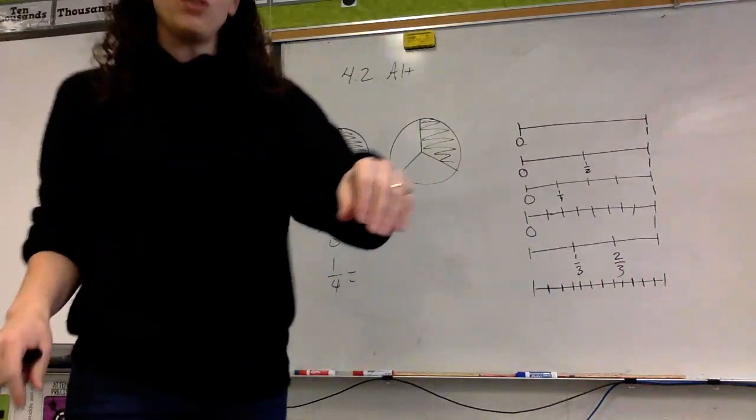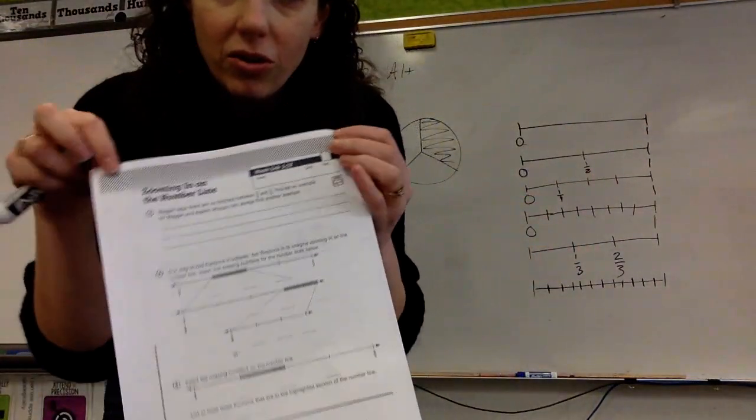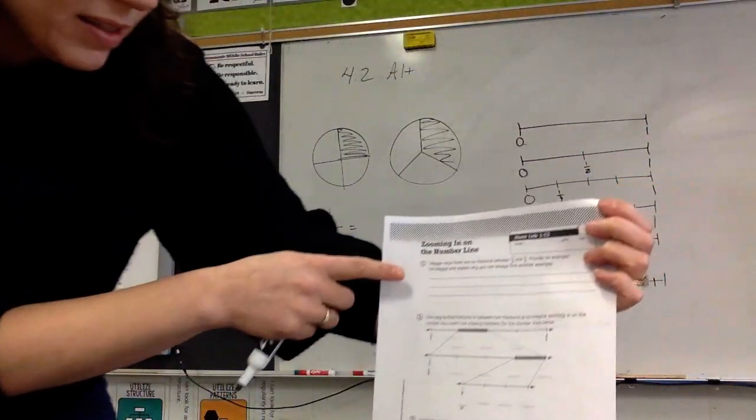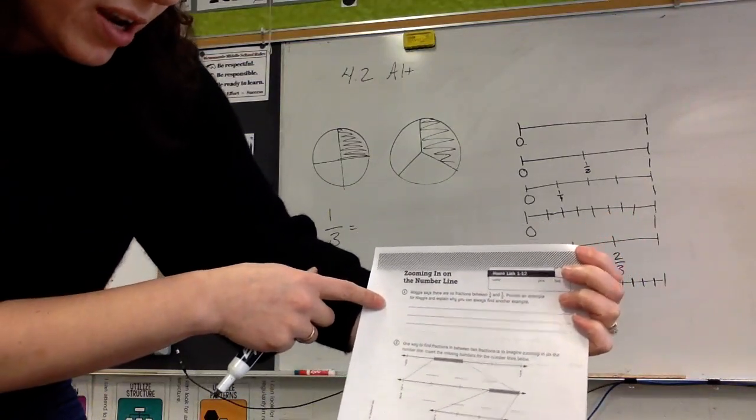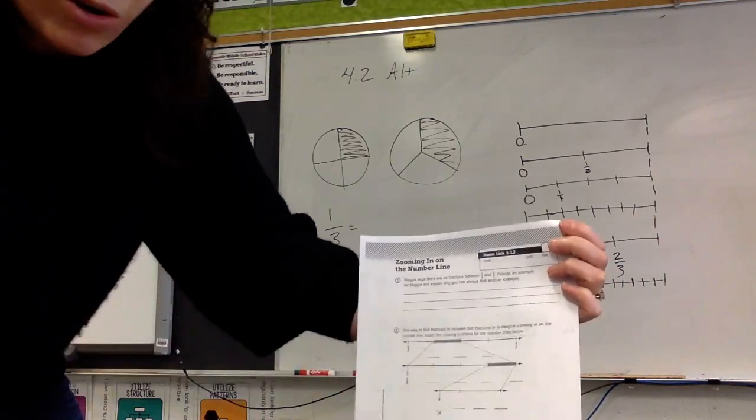So the first question in your homework, which is this home link here, looks like this. There's also a Google form if you're working at home. And it says, Maggie says there are no fractions between 1/4 and 1/3. Provide an example for Maggie and explain why you can always find another example.